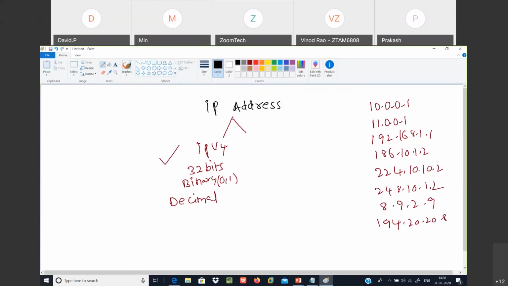Now, IPv4 is a 32-bit address, right? That means this 32-bit address is a combination of 0s and 1s. Either all 32 zeros, or all 32 ones, or a combination like 0, 1, 1, 0, 0, 1. So let me take one example of a combination of 0s and 1s, and we'll clearly discuss the logic.